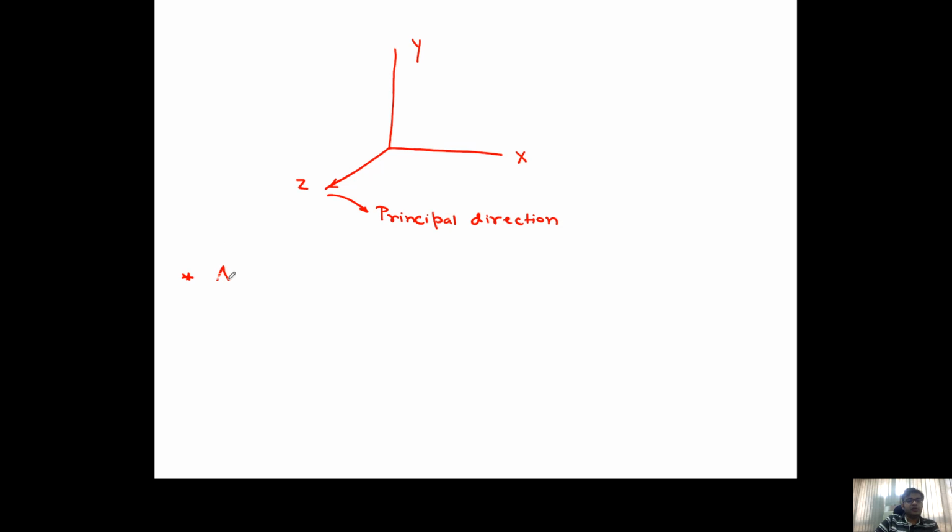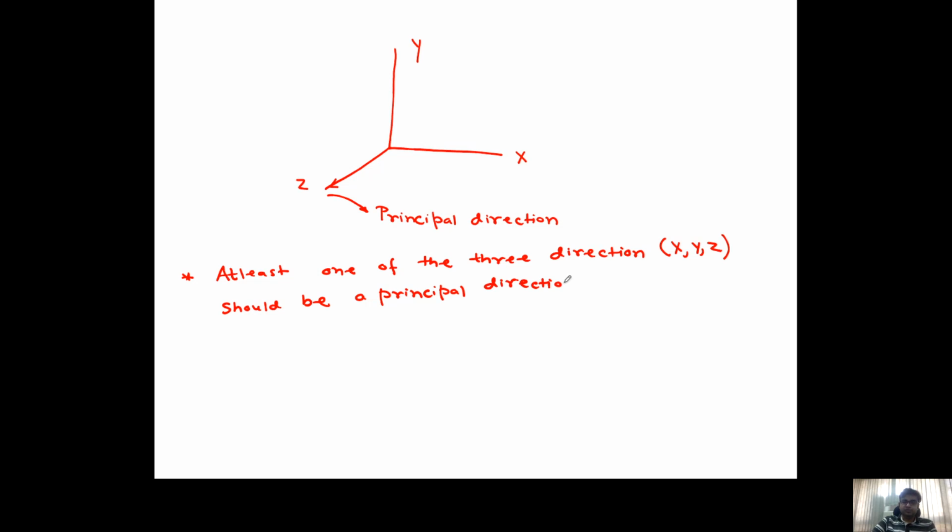That at least one of the three directions, and what are the directions? X, Y, and Z. So at least one of these X, Y, and Z directions should be a principal direction. This is something we talked about, right?